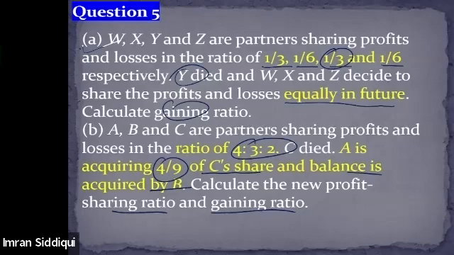Hiba is saying 12:3:3. Okay. We need to calculate the gaining ratio in case A only. We are not required to find out the new profit sharing ratio. And the ratio that you have written in the chat is, I think, incorrect. So this is not the gaining ratio. Anyways, Alexander, could you tell me the right answer for case A?